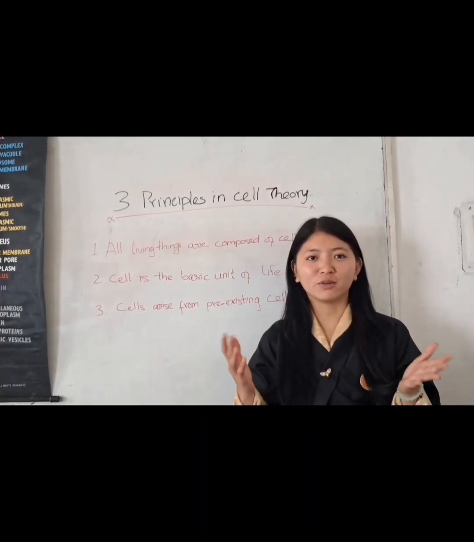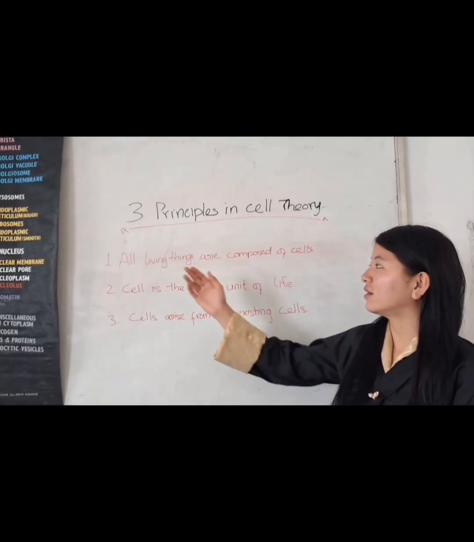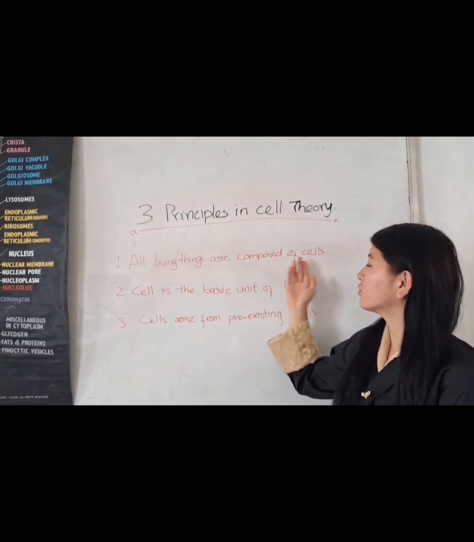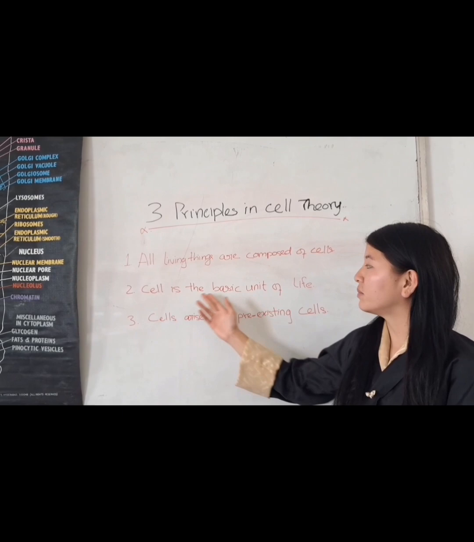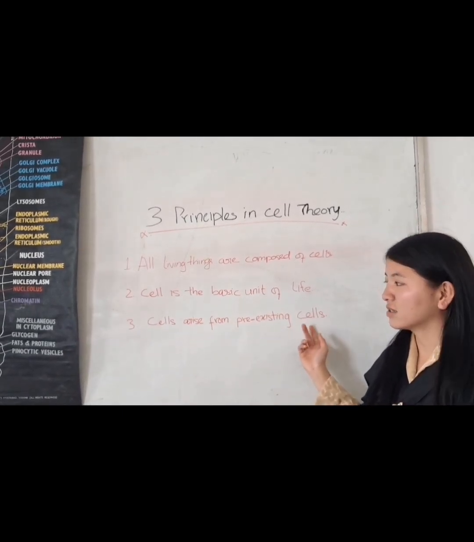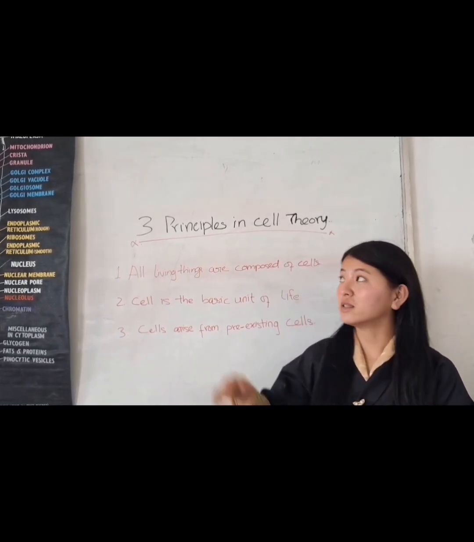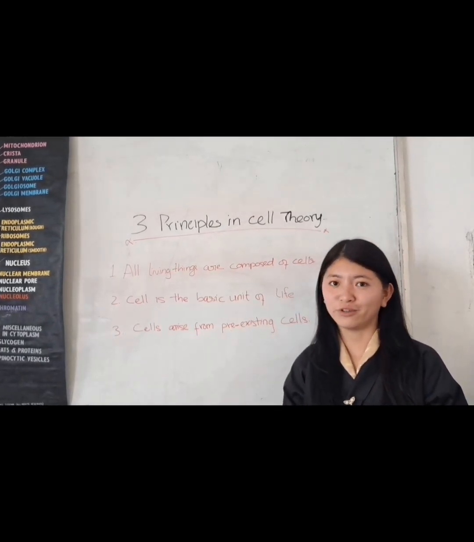To begin with our main topic, there are basically three principles in cell theory. They are: all living things are composed of cells; the cell is the basic unit of life; and cells arise from pre-existing cells. On completion of this video, you will be able to learn these three principles thoroughly.